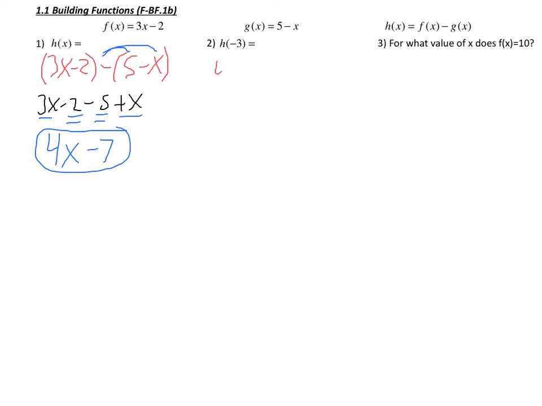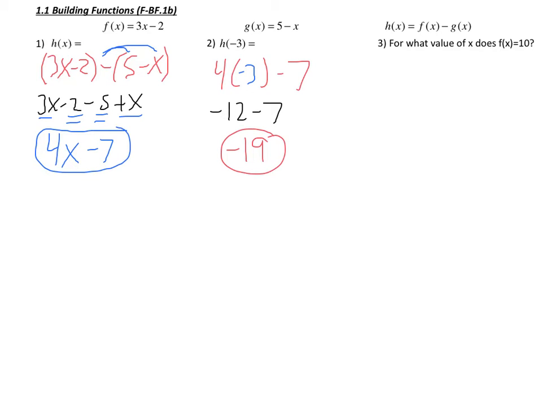So we have 4x minus 7, and we're replacing x with negative 3. That number is what we're going to put in for the x value of h. That is a whole lot easier than going and putting negative 3 into each your f and g and subtracting those individually. So this would be negative 12 minus 7. Remember, you multiply first. And then negative 12 minus 7 is negative 19.